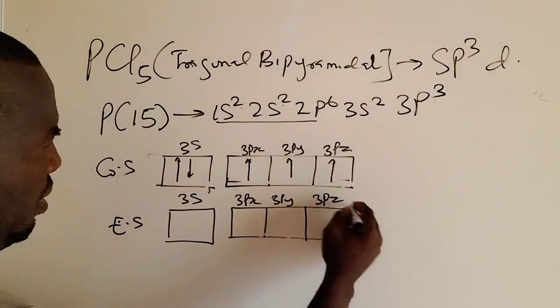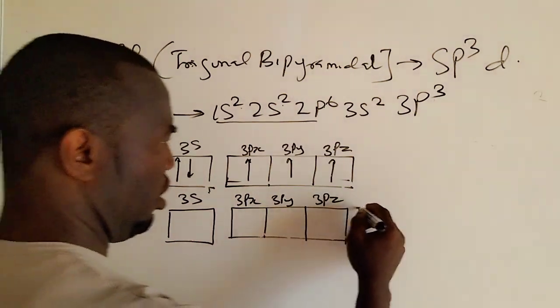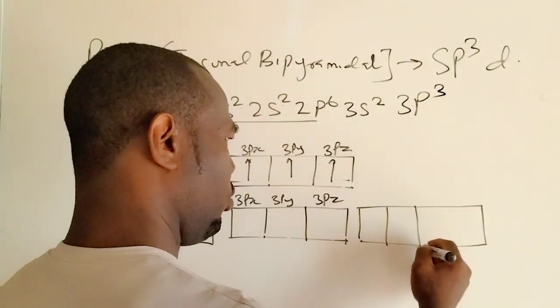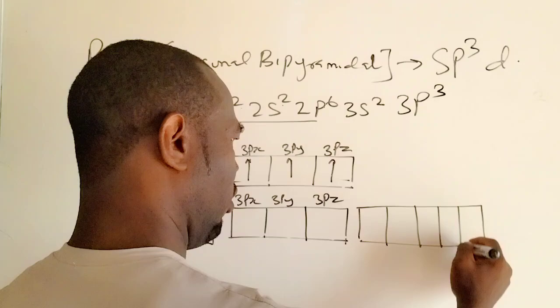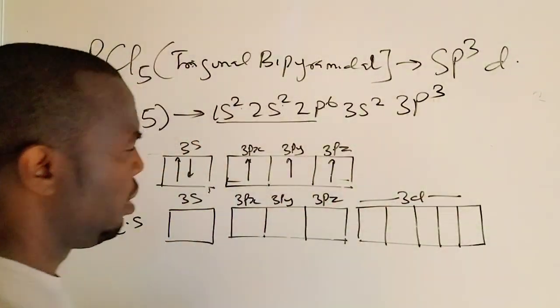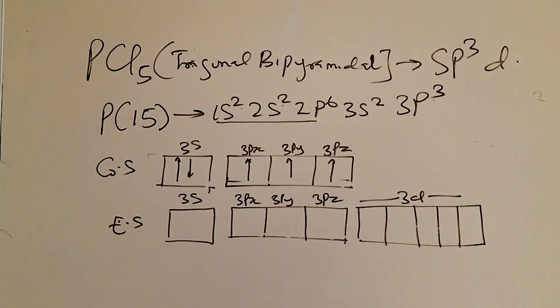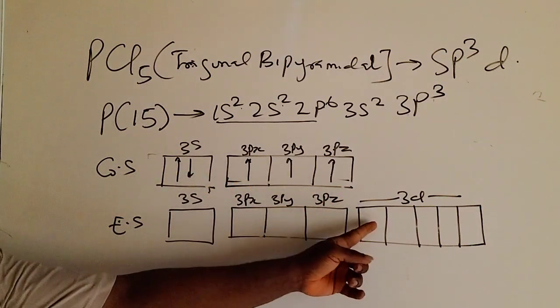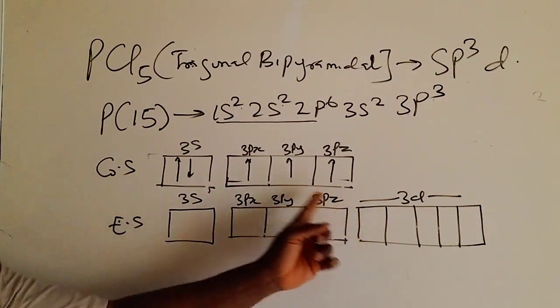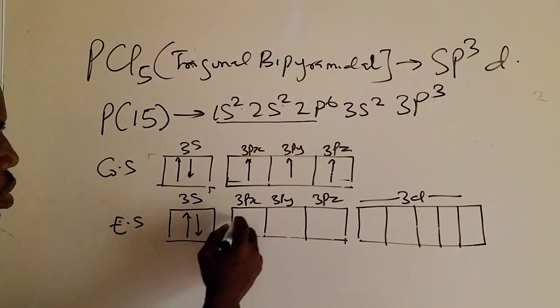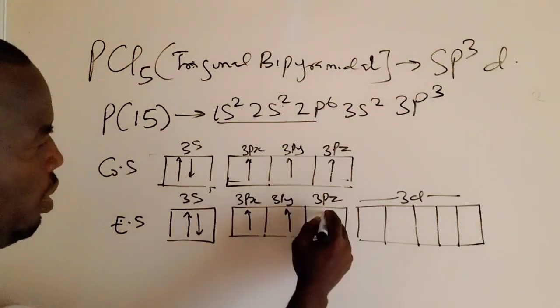So the next orbital is now the 3d, and the 3d subunit level is also divided into 5 boxes: 1, 2, 3, 4, 5 boxes in 3d, and then 3 boxes in 3p. So let's see what happens. That means one of the electrons from the 3s will be promoted to an empty 3d, since these ones are already single. So now I have 2 electrons here, 1 here, 1 here, 1 there.